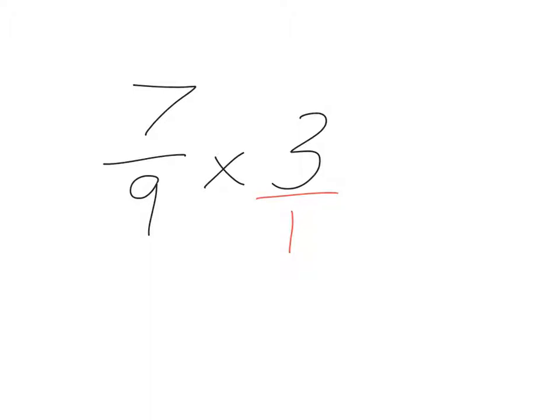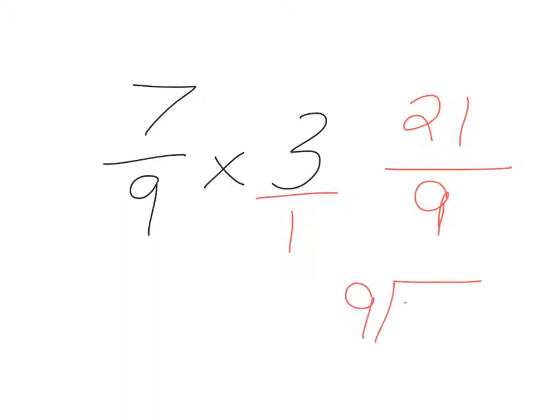So 7 times 3 is 21. 9 times 1 is 9. Now I have 21/9. Well, that needs to be simplified, right? I know I need to simplify it because the numerator is bigger than the denominator, and I know that 9 can go into 21. 21 can be divided by 9. So I just do the long division.